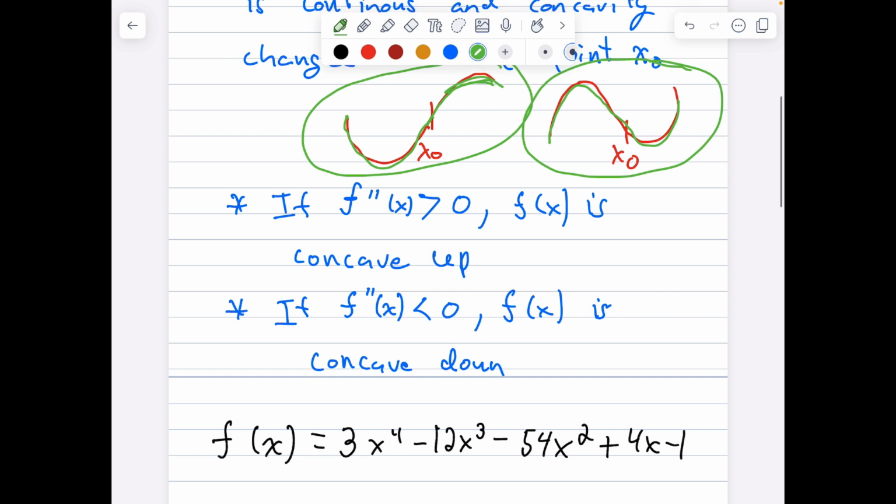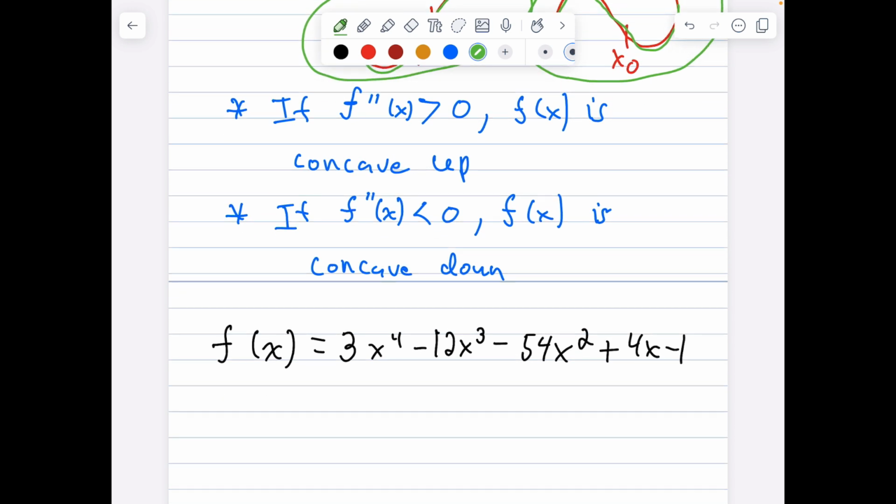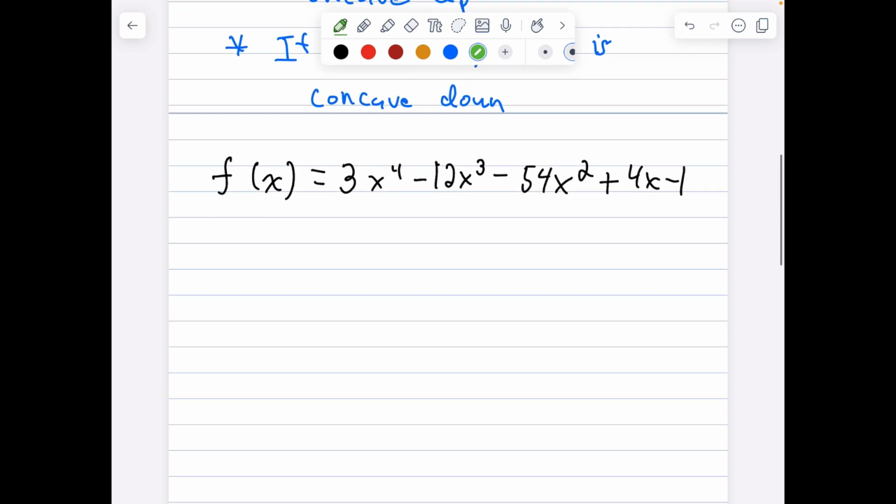Now, the way you're going to find these is related to how we find the concavity. Usually we take the second derivative, and we're going to follow these two facts: if your second derivative is greater than 0, then f of x is concave up, and if your second derivative is less than 0, then f of x is concave down. So we're going to work with that.